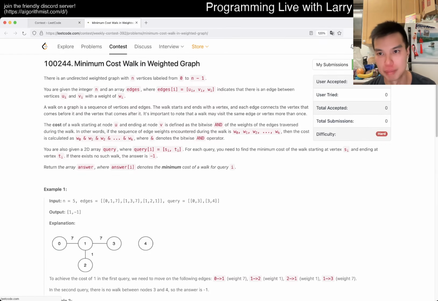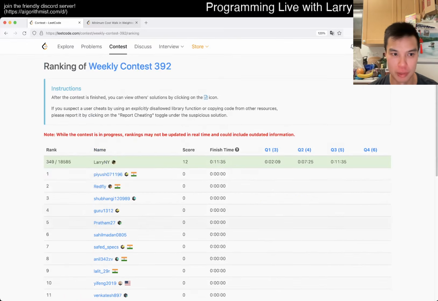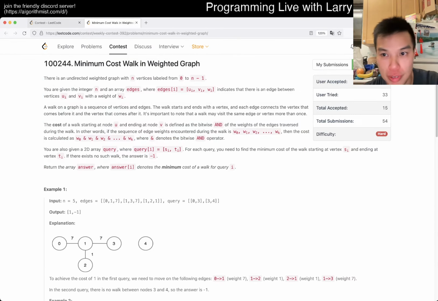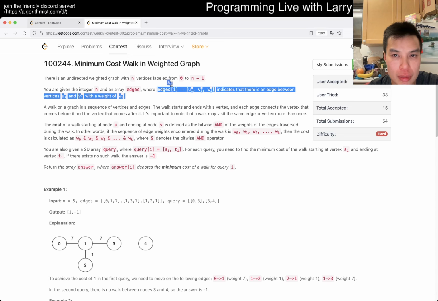Okay, I need to define the medians. That's terrible. Okay, 15 people already got this. Let's figure this out. From 0 to n minus 1. Oh, I finished it. I'm so messed up because of that median thing. Okay. Focus, focus, focus.